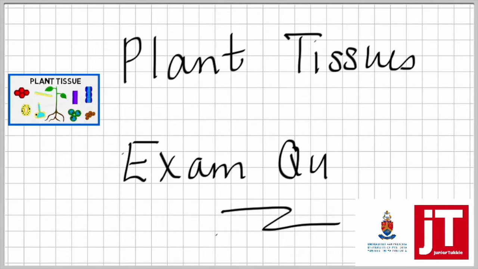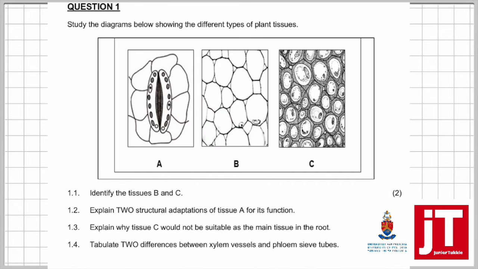Plant tissues has 5 videos, 4 theory videos and 1 exam question. So watch all the theory videos before you practice the exam question. Right, let's get down to the exam question. This question, there's only one question and it goes from 1.1 to 1.4 and is 13 marks. Right, let's start answering the question.